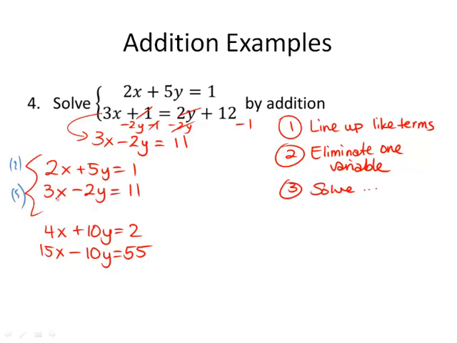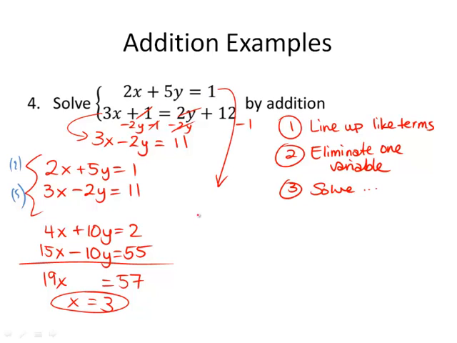Note that if you wanted your x's to disappear, you'd want to multiply your top by 3 and your bottom by negative 2 so that you'd have 6 minus 6. Let's continue with this option here. 15 plus 4 is 19x, 10 minus 10 is 0, and 55 plus 2 is 57. Let's see, does 19 go into 57? Yes, it does. It goes in 3 times. So x is 3. Now you can take any one of your equations and plug in to solve for y.